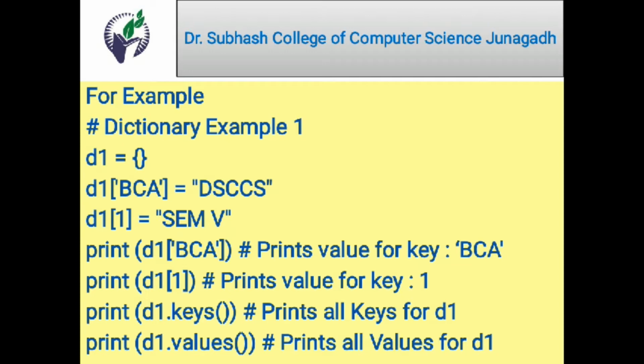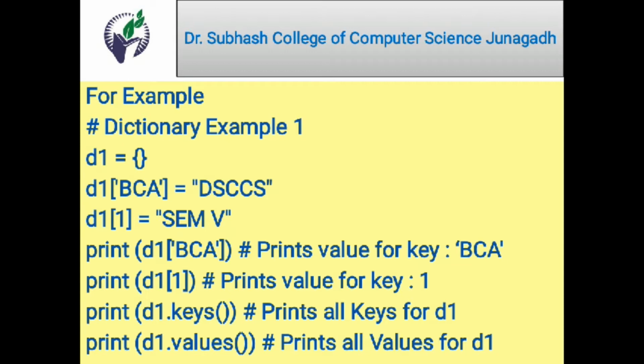Now we want to display D1 in square brackets BCA, which must be of string type, as we have given it here in single quotes. It will just print the value associated with the key BCA. The value associated here is DSCCS, so it will print DSCCS. In the same way, D1 of 1 prints the value for key 1, and the value associated with key 1 is SEM5, so it will display SEM5.